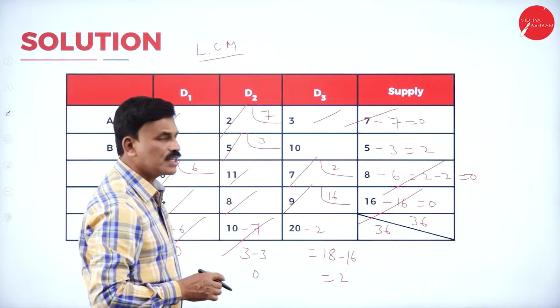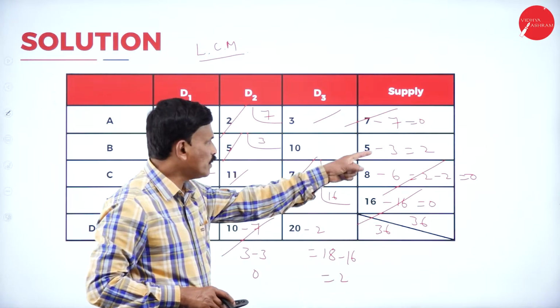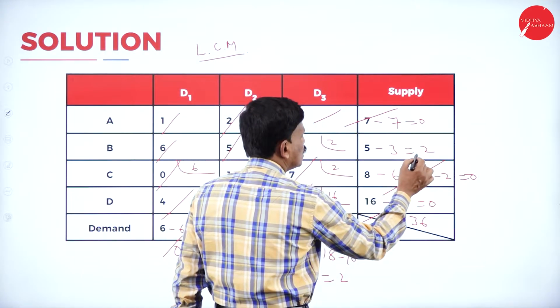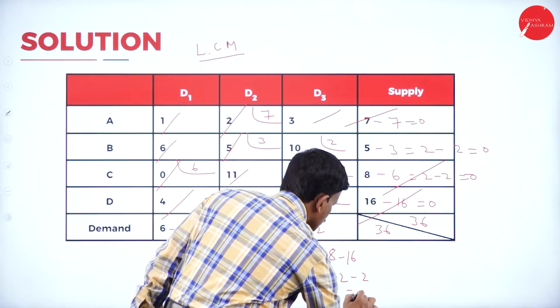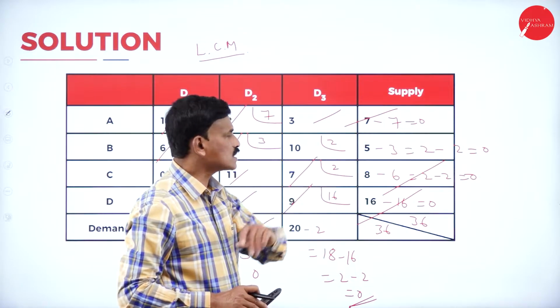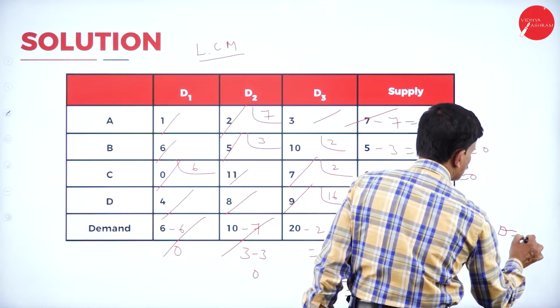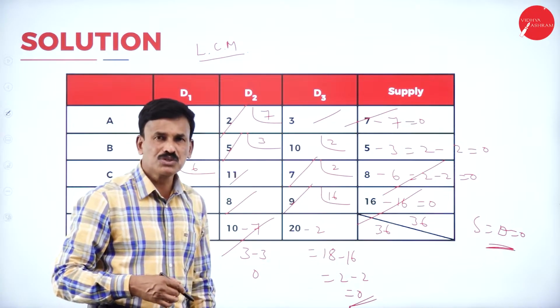Now, see, what is the next least element? 10. What is the supply? 2. Demand is also 2. They are balanced. So, you can allocate 2 here. This 2 minus 2 is equal to 0. 2 minus 2 is also equal to 0. See, the demand is 0 and the supply is also 0. So, supply and demand are both equal to 0. Hence, the problem is balanced. We will get the solution for this.